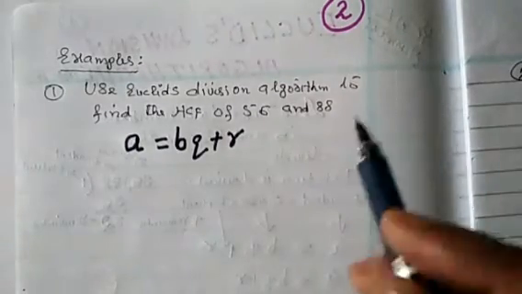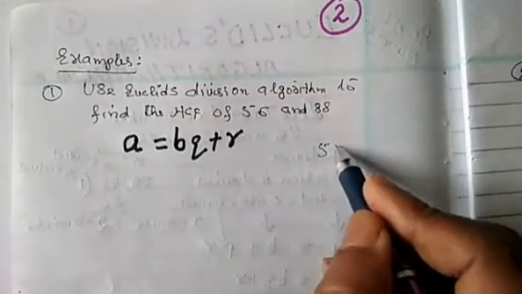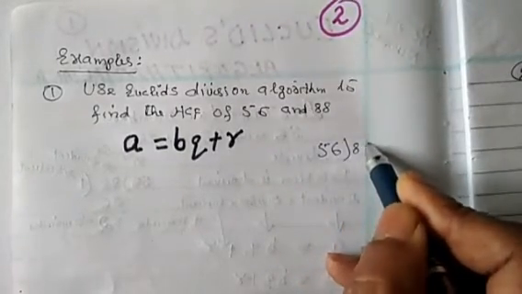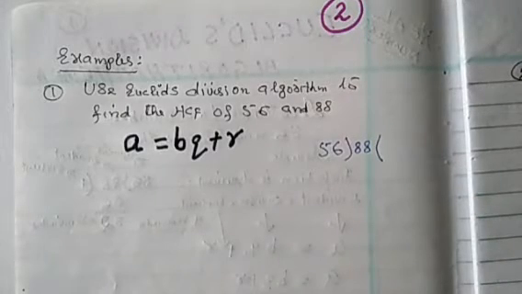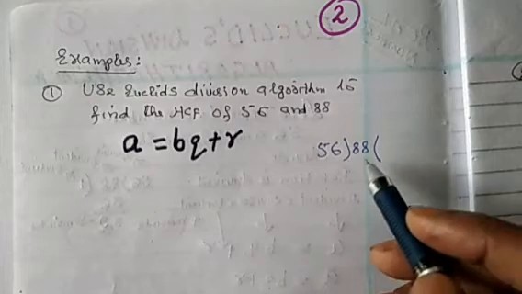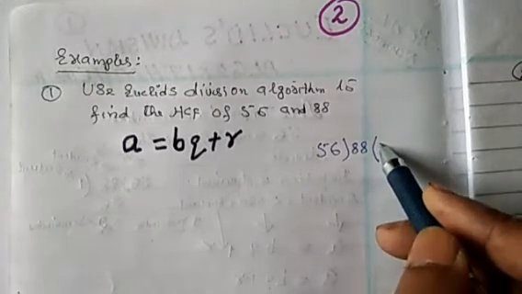Now, as usual, we will divide 88 by 56. We have divided 56 and 88. When you divide, you will find that it will go once only.